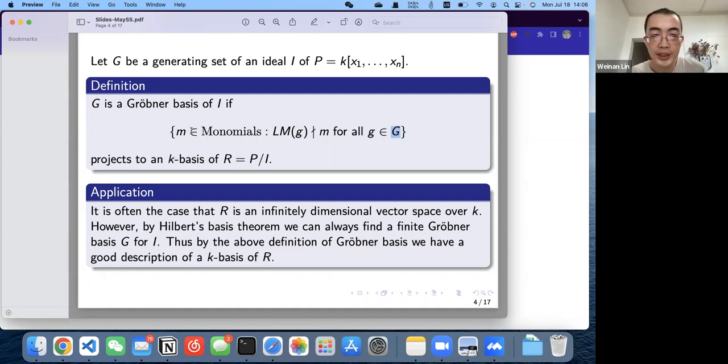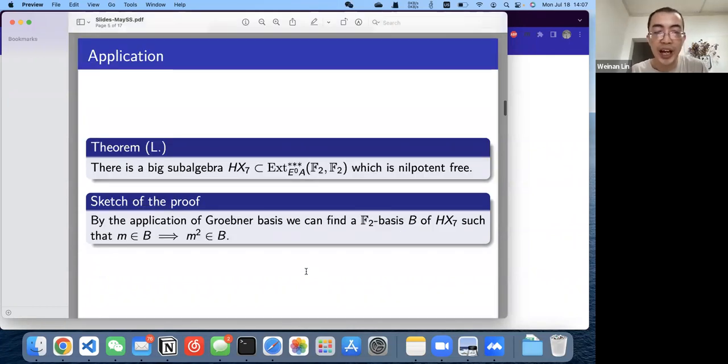So, I mean, this set of basis is infinite, but it's described by all monomials not divisible by any one of the finitely many monomials. So it's kind of a finite description, which is nice, so that we can explicitly understand the infinite basis of R of infinite size. Okay, so let me give you an application.